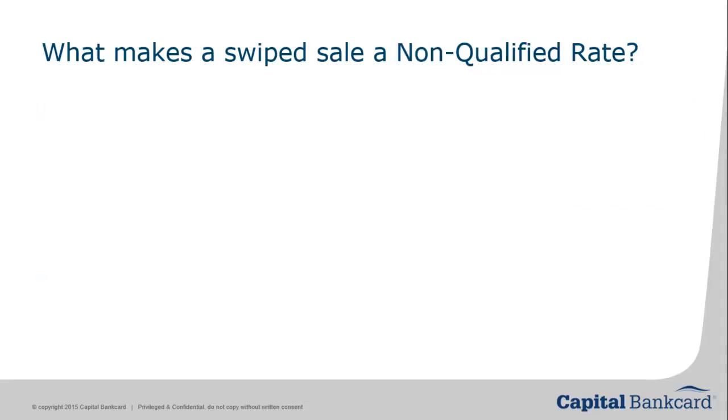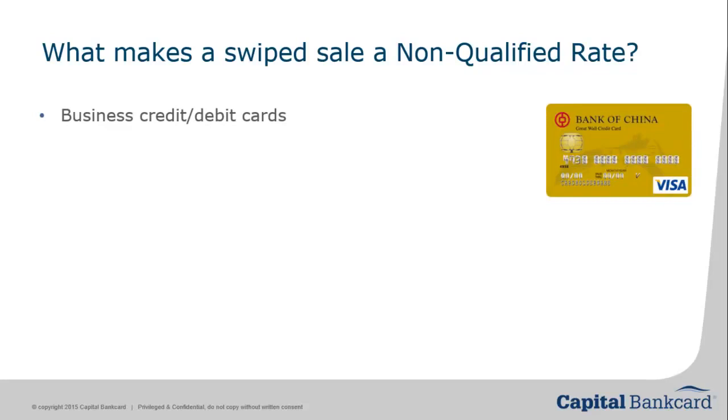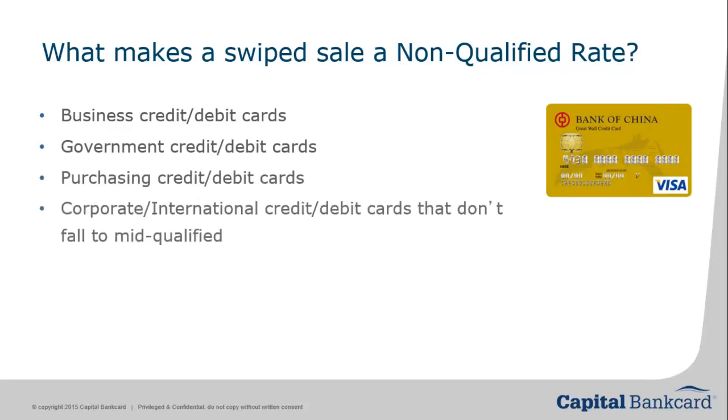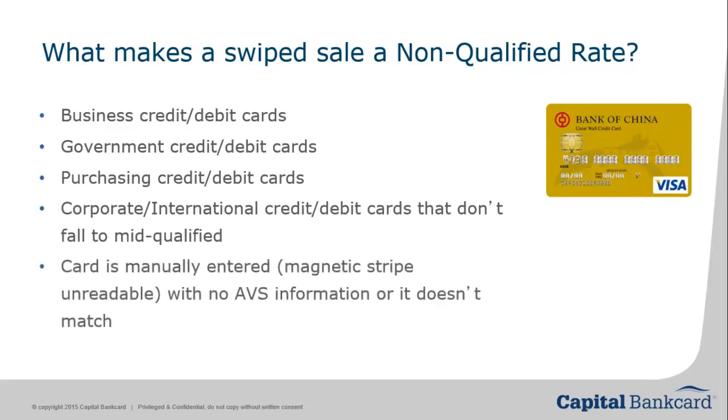So what would make a swipe sale fall to the non-qualified rate? Any business credit or debit cards, those are going to fall to the non. Government credit and debit cards, purchasing credit and debit cards, corporate and international credit and debit cards that didn't fall to the mid-qualified. And if the card is manually entered with the magnetic stripe unreadable, but has no AVS information or it doesn't match. Very important on a swiped account to note that that information must match. If it doesn't, it will fall to the non-qualified rate. And of course, if the transaction or batch is not settled within 48 hours of accepting that transaction, it will fall to the non.